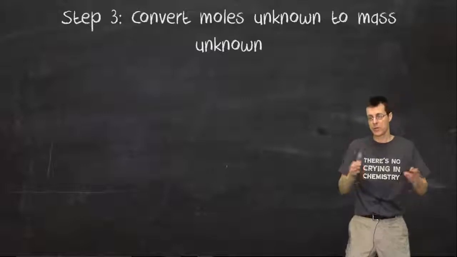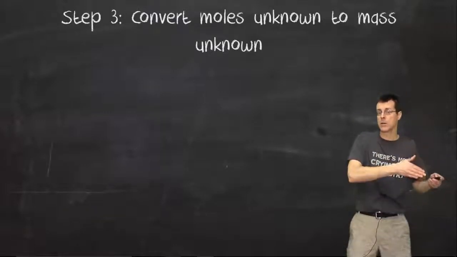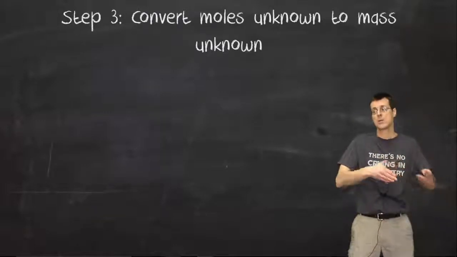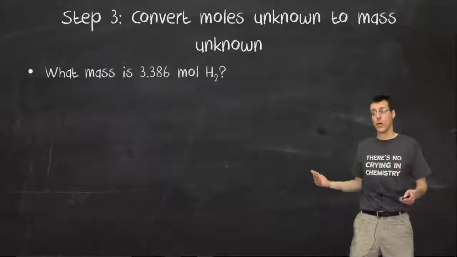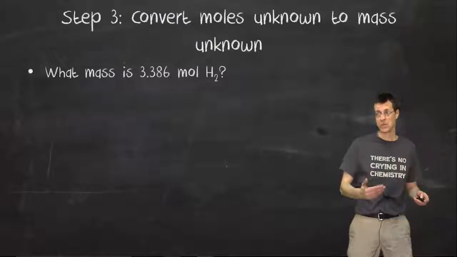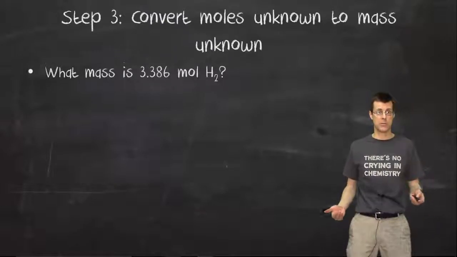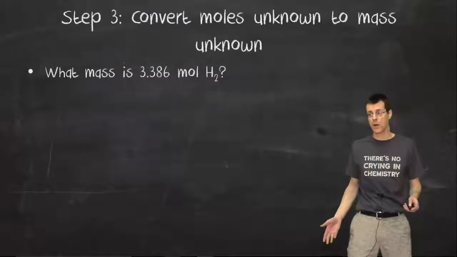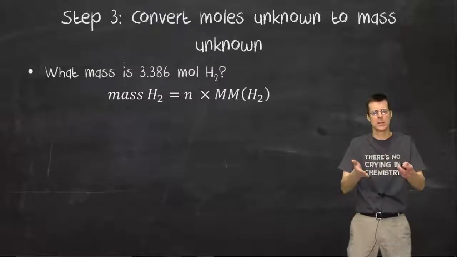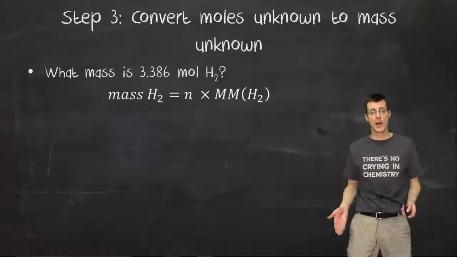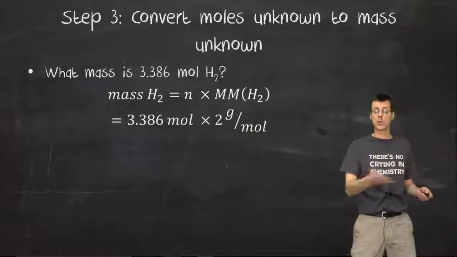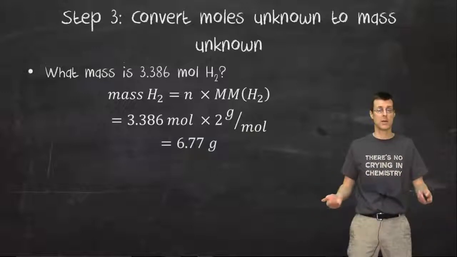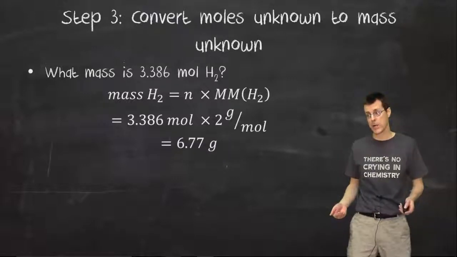Here's number 3. We're going to convert those moles that we just calculated, the moles of the unknown thing, the hydrogen, into mass, because that was what we were asked for in the first place. So in other words, what mass of hydrogen is 3.386 moles of hydrogen? Well, that's a question we were doing a while ago as well. Mass is number of moles times molar mass. That's easy. So we take the number of moles that we have and we multiply it by its molar mass, and we get that mass, 6.77 grams.